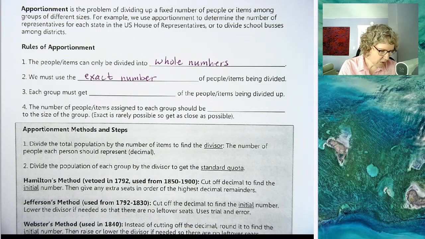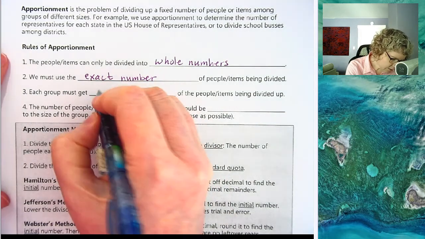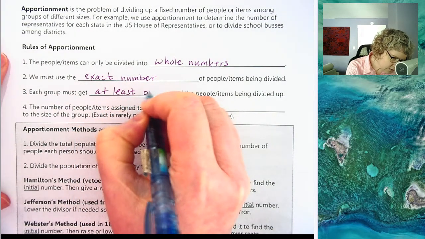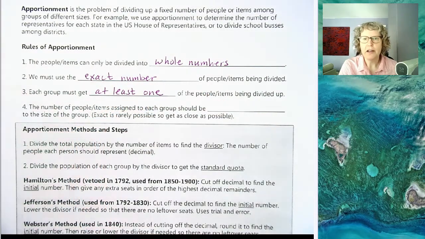Now, the third rule is each group must get at least one of the people or items being divided up. You can't say, oh, this group is so small they don't get any. So at a minimum, each group must get at least one of the people or items being divided up.